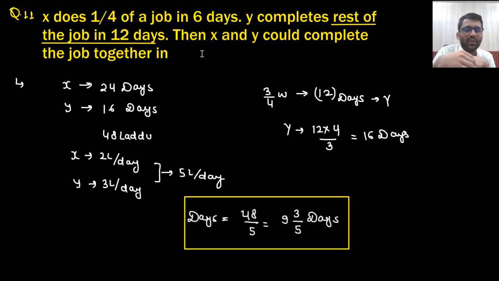So X was eating 2 laddu and Y was eating 3 laddu. Total combined they were eating 5 laddus. The job was eating 48 laddus. So in 9 plus 3 by 5 days they would have done it.